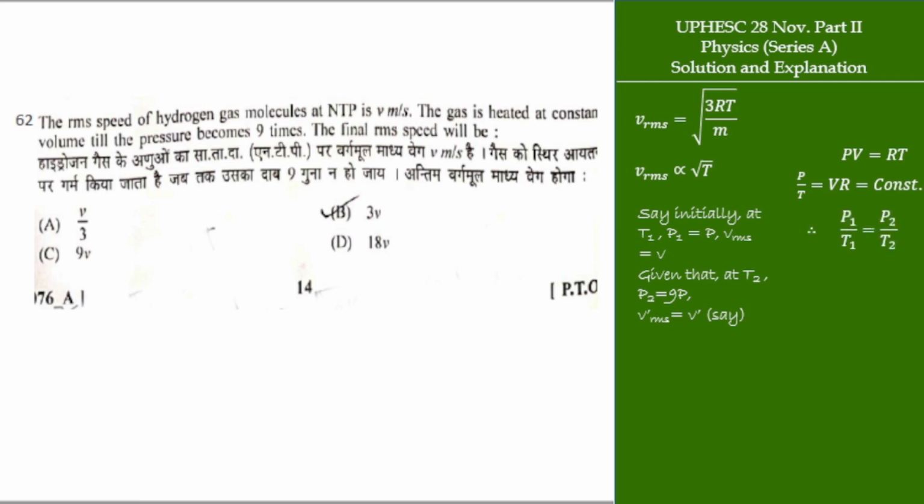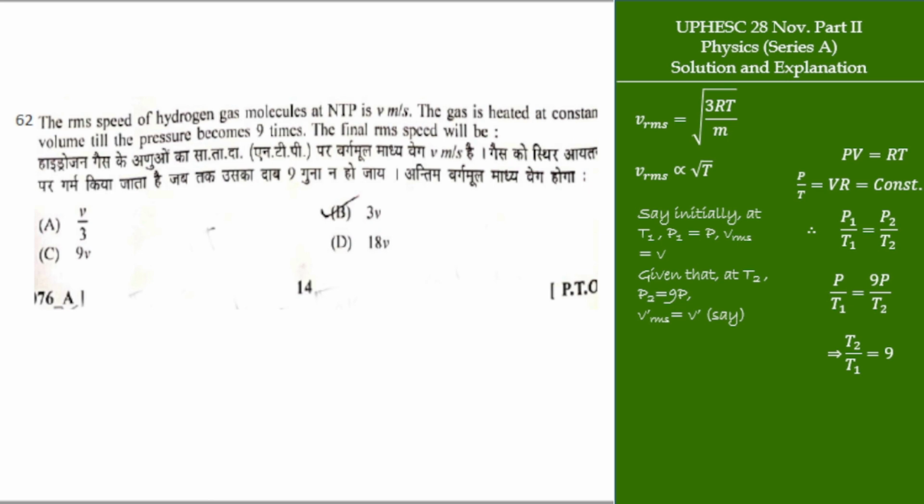Now with this expression P by T equals constant, we can write P1 upon T1 equals P2 upon T2. Now putting the values of P1, P2, T1, T2, we will get P upon T1 equals 9P upon T2. Therefore, T2 by T1 equals 9.